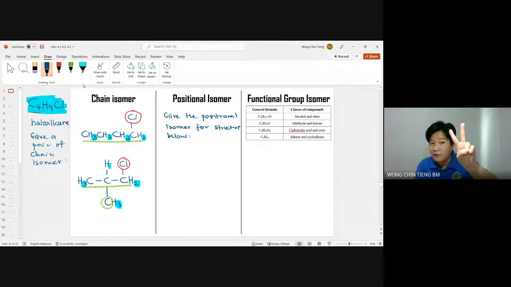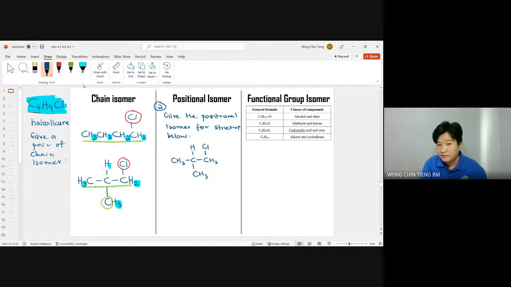Tapi the second type of question, dia dah bagi salah satu tu. Dia dah bagi tahu, okay, the structure below, let's say I'm using this. The question saying that this is the structure below. Okay, this is the question. So you need to give the answer is the positional isomer untuk soalan di atas. Faham maksud saya? So for this type of question, you will be restricted. Kamu akan ada restriction sebab kamu hanya boleh bagi jawapan based on siapa soalan bagi.